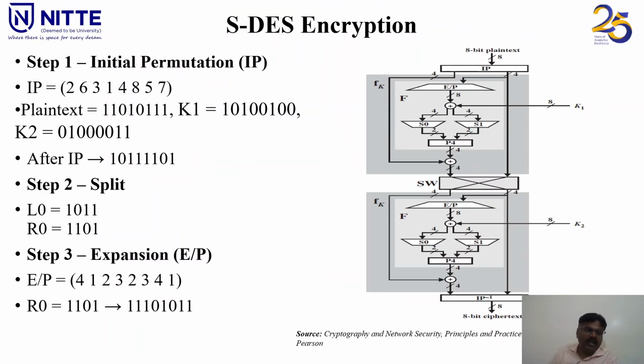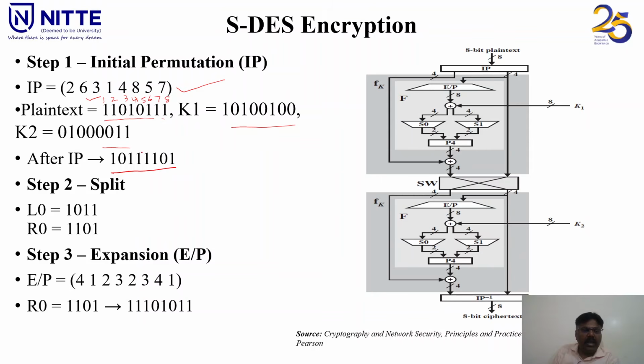So the very first step is the initial permutation. In the initial permutation, this is the plain text we are going to be considering, and these are the key values which we are going to consider as K1 and K2. So I'll give the numbers 1, 2, 3, 4, 5, 6, 7, 8. These numbers will be rearranged with respect to the initial permutation. So after the initial permutation, I'll be able to get this plain text value.